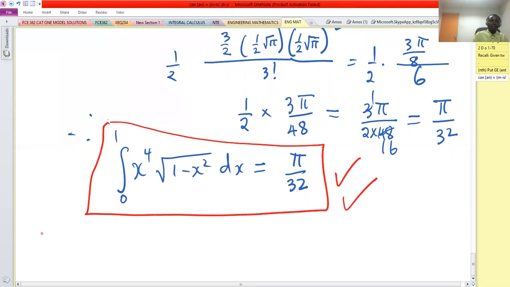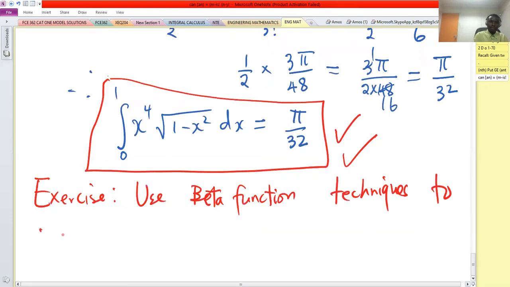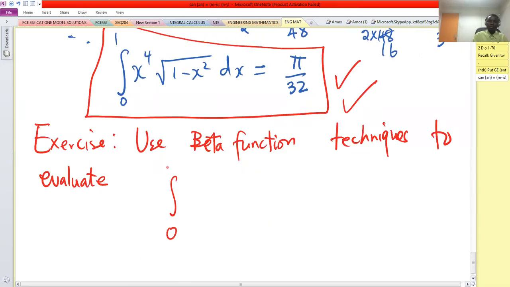So in a similar way, as an exercise, use beta function techniques to evaluate the integral from 0 to 4 of x cubed divided by square root of 4 minus x dx.